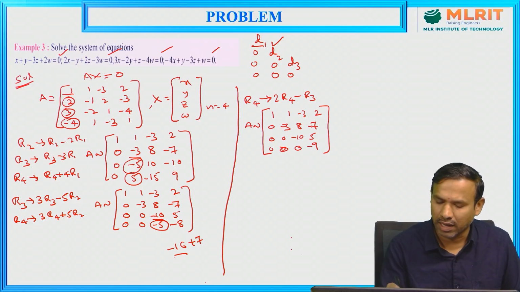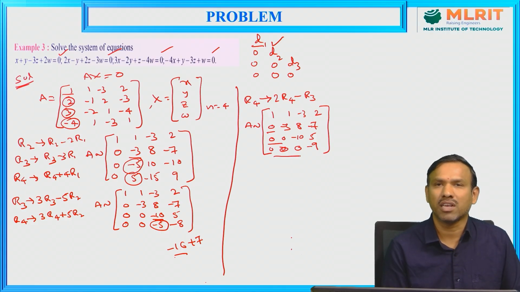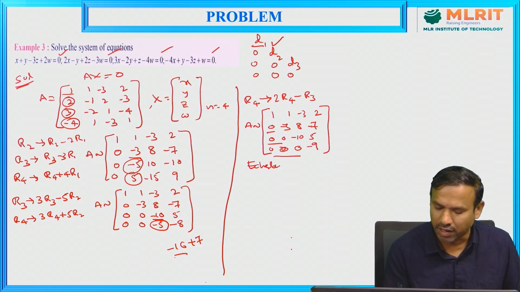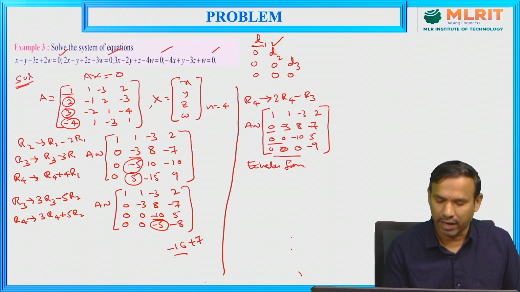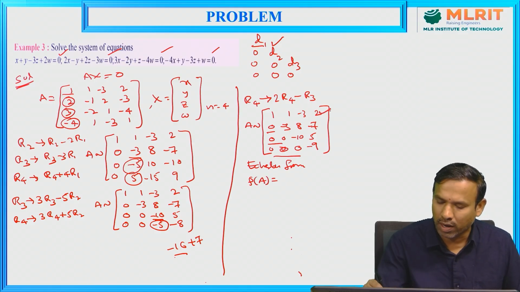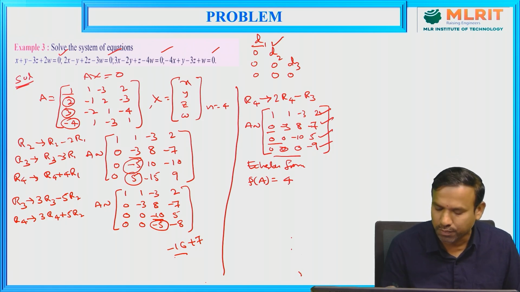Now, clearly, 1 zero, 2 zeros, 3 zeros, clearly satisfying the condition of echelon form. So it is in echelon form. So finally, the reduced matrix we have here is in echelon form. In echelon form, what is the rank of the matrix? The number of non-zero rows: 1, 2, 3, 4, no zero rows here. Completely non-zero. Rank of A is equal to 4.